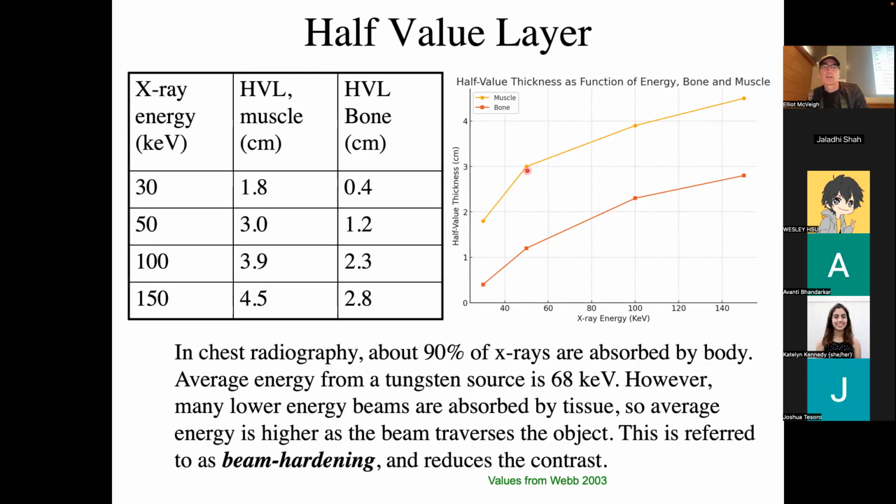This is why when a really big patient comes in the scanner, a 300-pound person, and you put them on the table, you usually crank the energy up to 120 keV just to get the photons through. Otherwise you don't get enough on the detector.